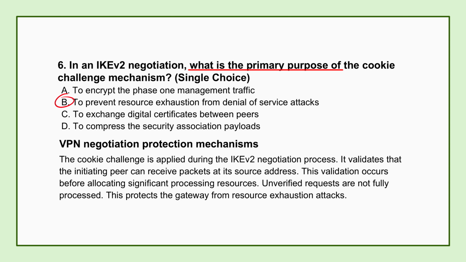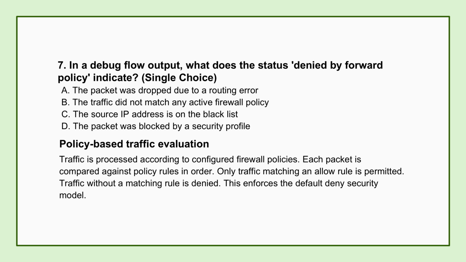We've covered identity and resilience. Now let's get into traffic flow. When things break, you need to know what you're looking at. So you're running a debug flow, and you see the message, denied by forward policy. What does that tell you instantly? This one debug message can save you hours. Denied by forward policy means one thing and one thing only. The packet was dropped because the traffic did not match any active firewall policy.